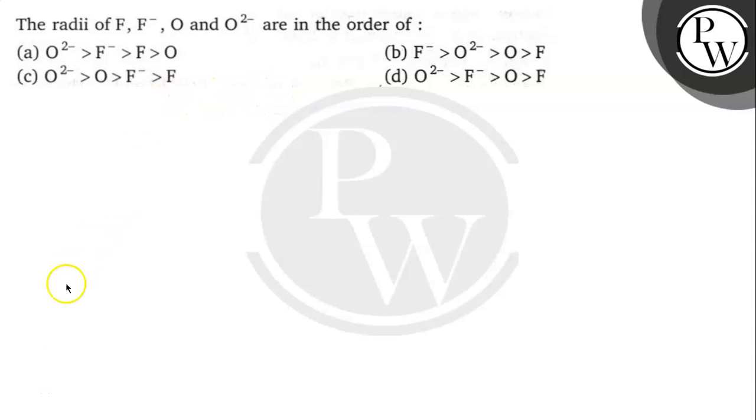So let's read this question. The question says that the radii of F, F negative, O and O2 negative are in the order of. So generally we have to find out the decreasing order of radii of F, F minus, O and O2 minus. So let's solve this question.